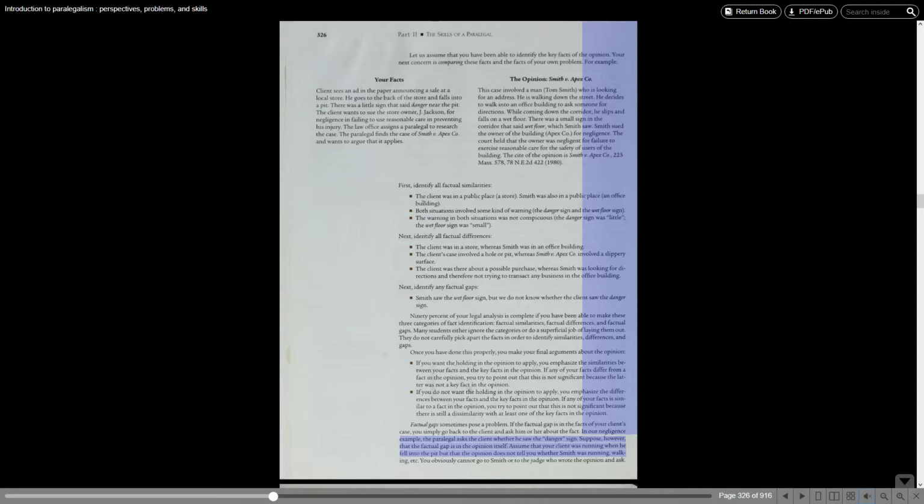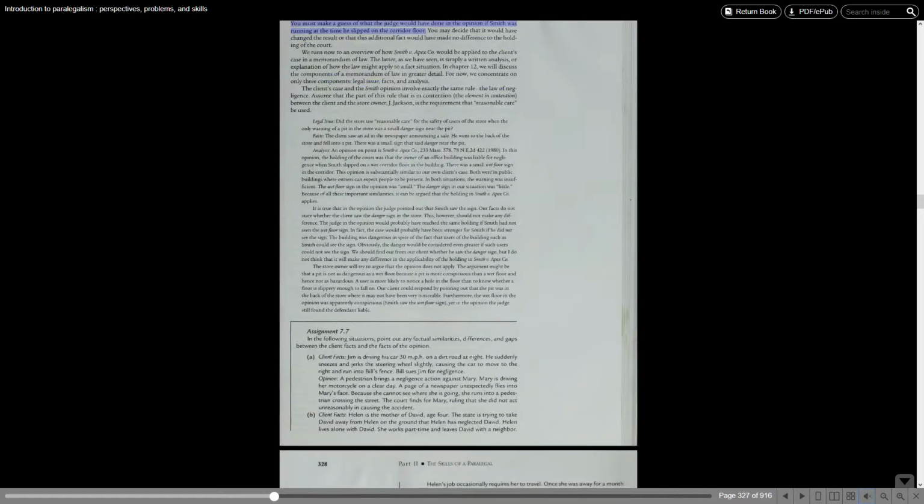Suppose, however, that the factual gap is in the opinion itself. Assume that your client was running when he fell into the pit, but that the opinion does not say whether Smith was running or walking. You obviously cannot go to Smith or to the judge who wrote the opinion and ask. You must make a guess of what the judge would have done in the opinion if Smith was running at the time he slipped on the corridor floor. You may decide that it would have changed the result, or that this additional fact would have made no difference to the holding of the court.